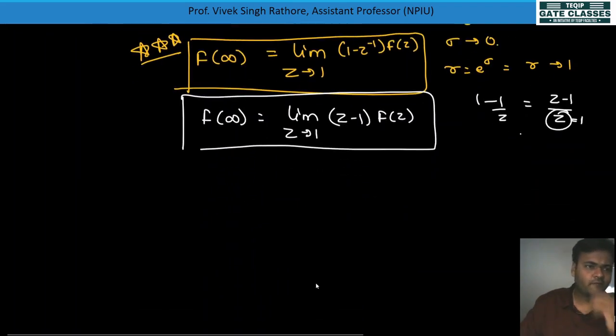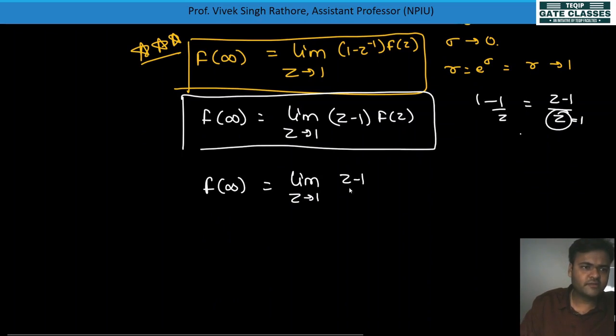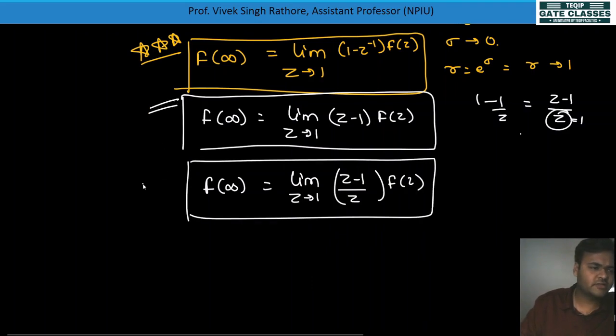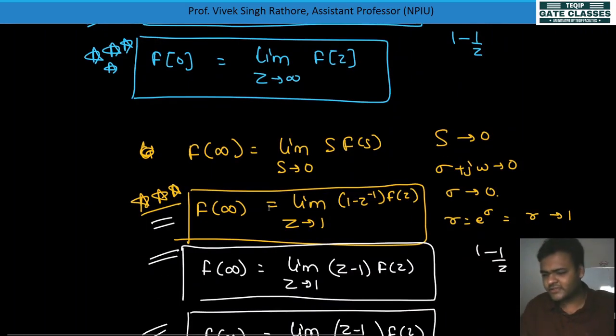Again, I will tell you one more expression for the final value theorem. You can write this expression also, z tending to 1, z minus 1 by z into F of z, because 1 minus 1 by z is z minus 1 by z. So this expression is also valid. So all three expressions are valid for your final value theorem. You only need to understand the condition in which this is applicable. Okay, so for the z transform initial value theorem, you don't have any conditions at all, but for the final value theorem a condition is there.